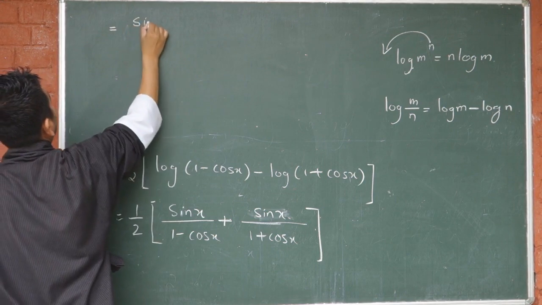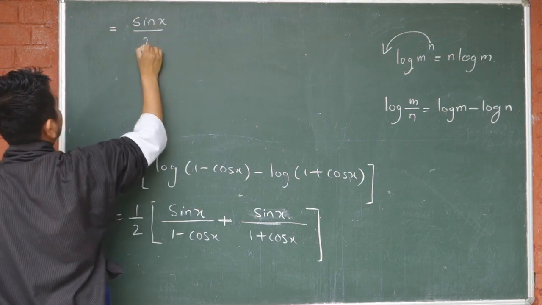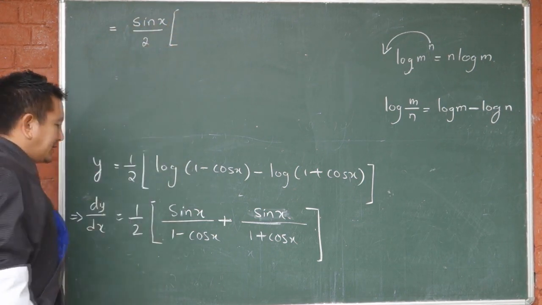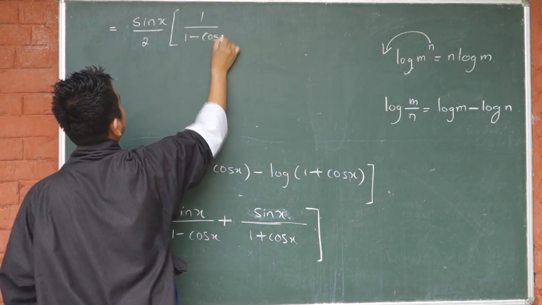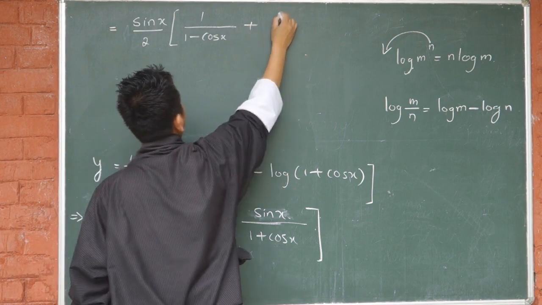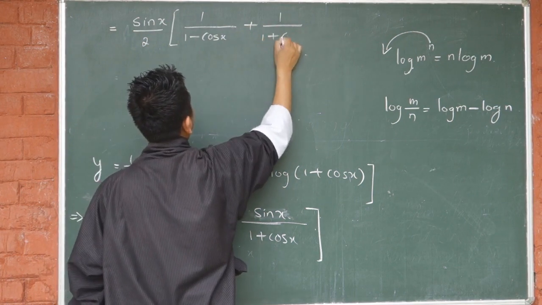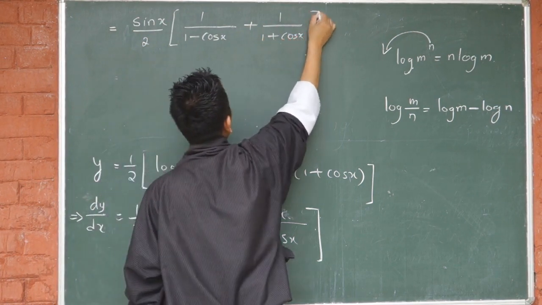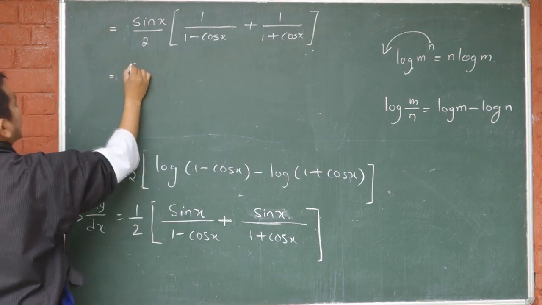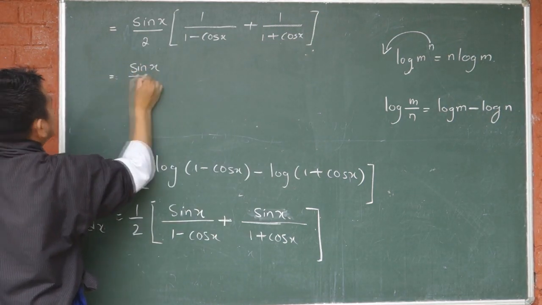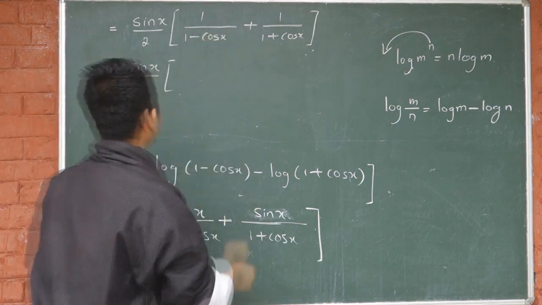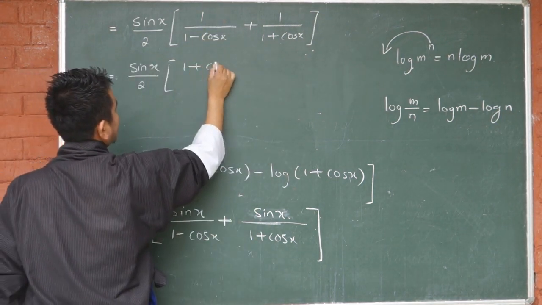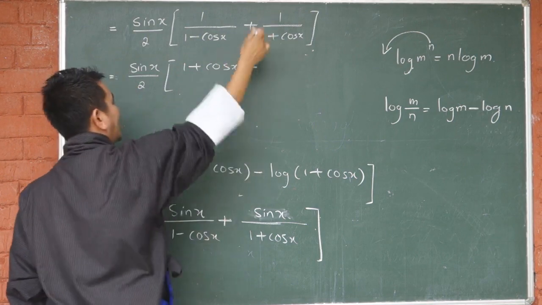We have sin x divided by 2. When I take sin x common outside, we have now 1 divided by (1 minus cos x), then plus 1 divided by (1 plus cos x). That's it. So now we have the next step: sin x divided by 2. Please do LCM. Multiply this side by (1 plus cos x), plus multiply that side by (1 minus cos x).